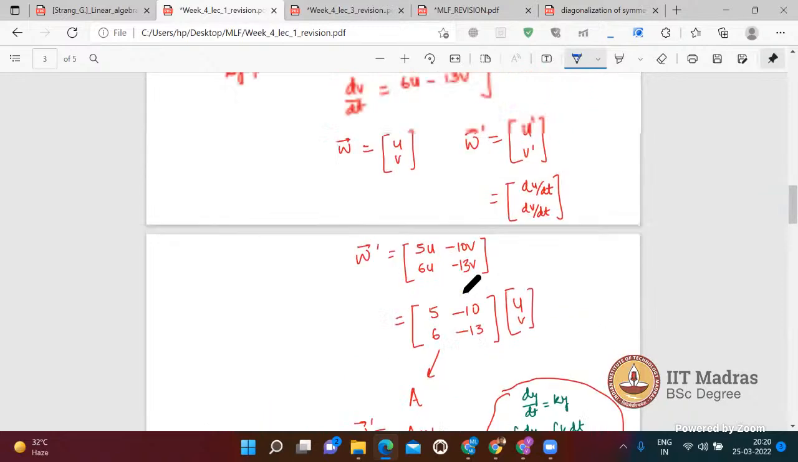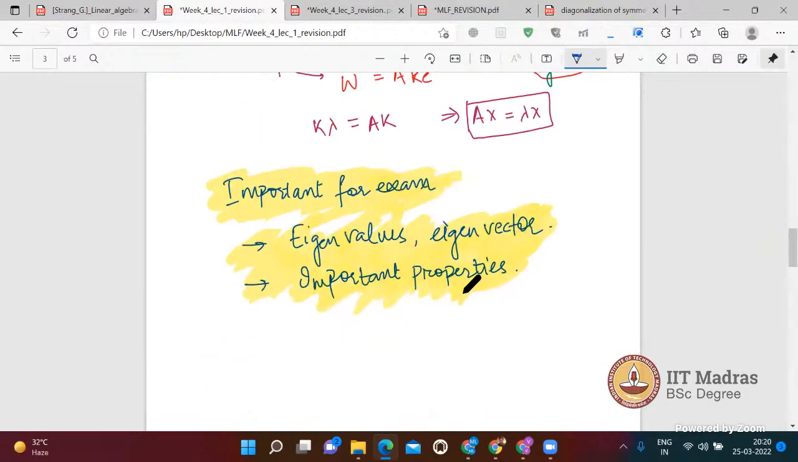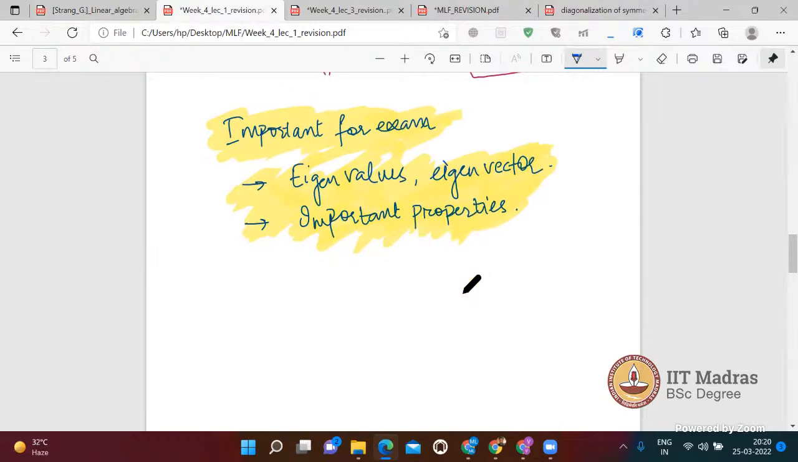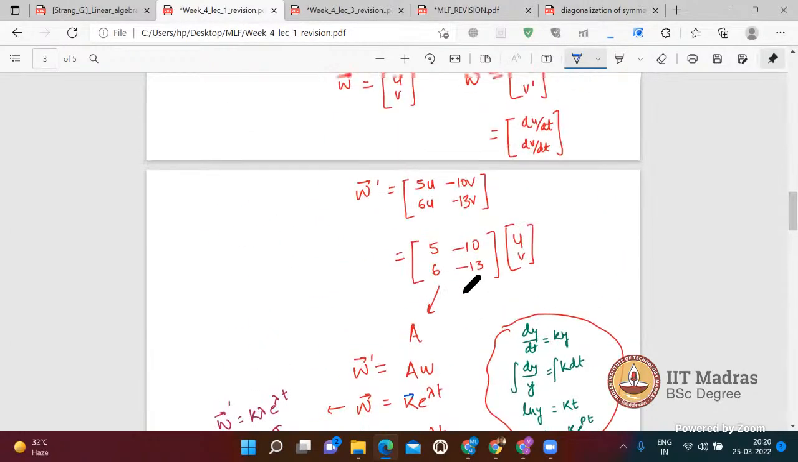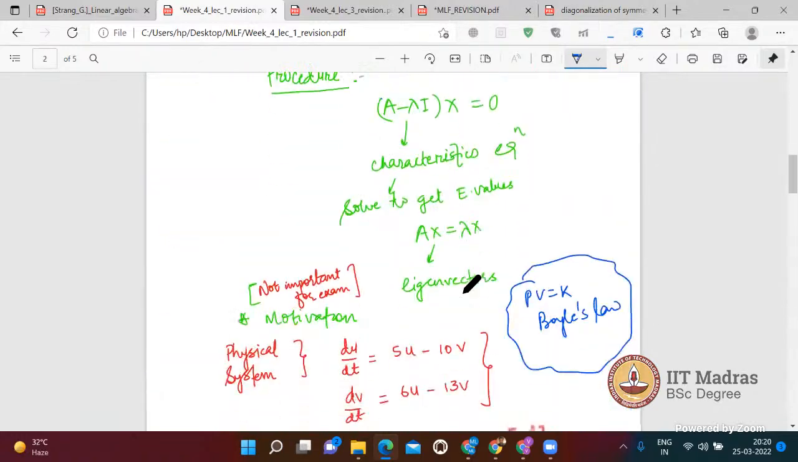So from the first two lectures, what is mostly important for the exam is to know how to calculate the eigenvalue and eigenvector, and the important properties that we will read regarding diagonalization and other stuff, like how symmetric matrices are orthogonally diagonalizable. So those we will read now. So till now, if you have any issue, you can ask.